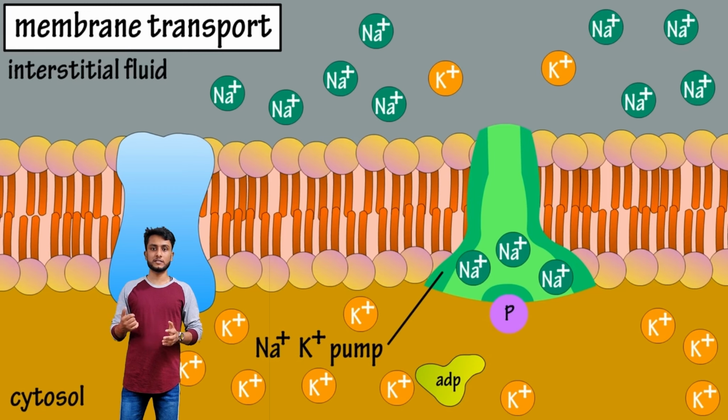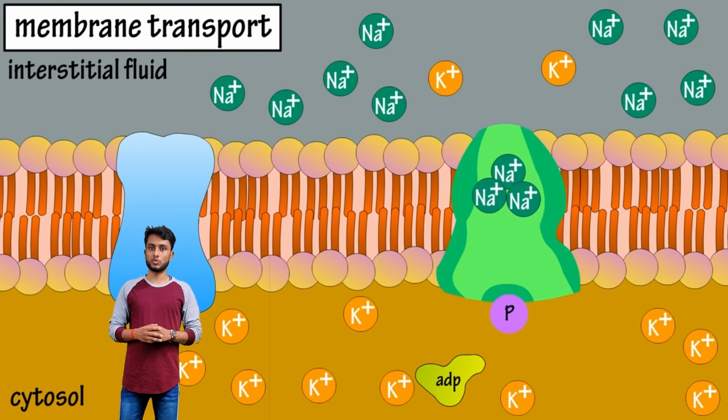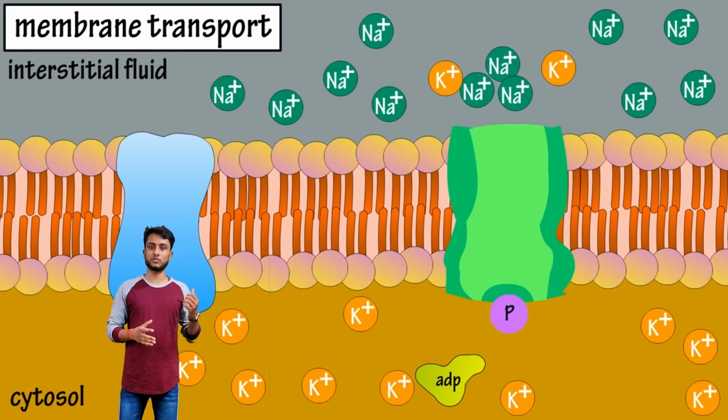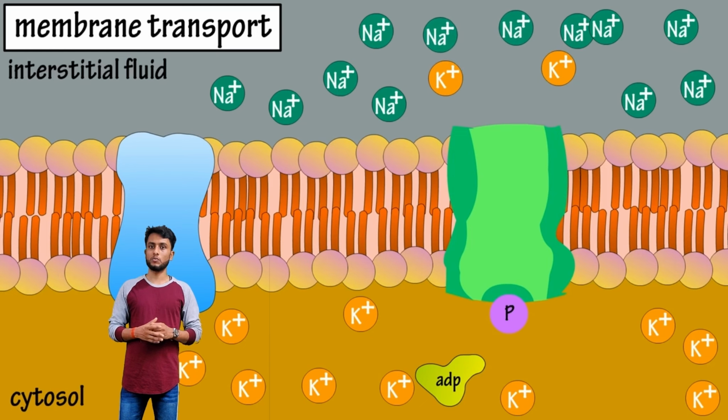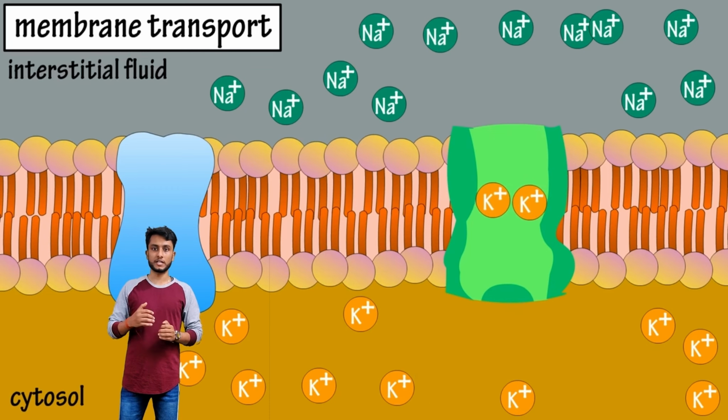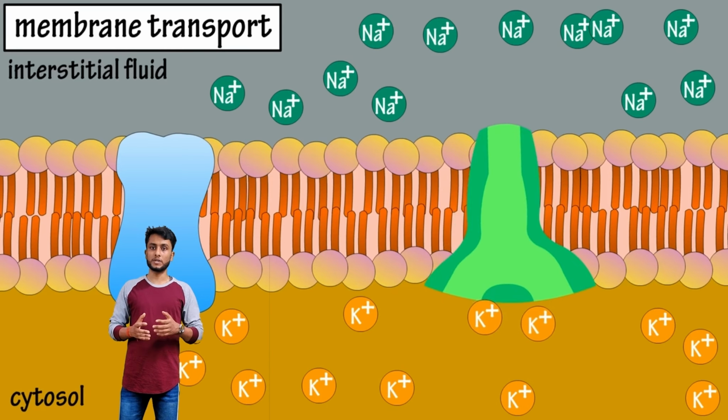ADP is released and phosphate binds to the pump, which causes a change in the pump shape so that sodium ions are released into the interstitial fluid, 2 potassium ions bind to the pump, and phosphate is released into the cytosol. Also, after the potassium ions are released into the cytosol, the pump reverts back to its original shape.